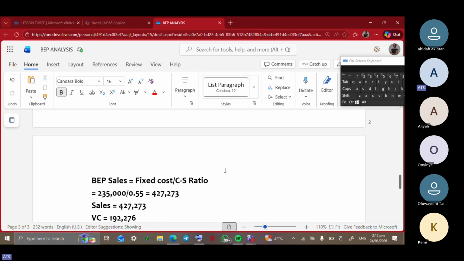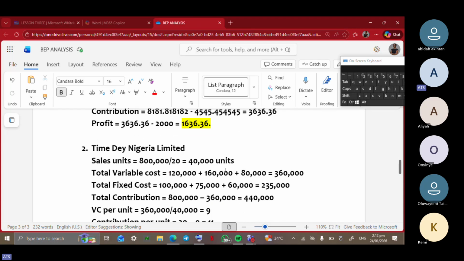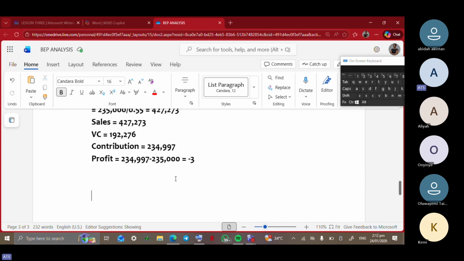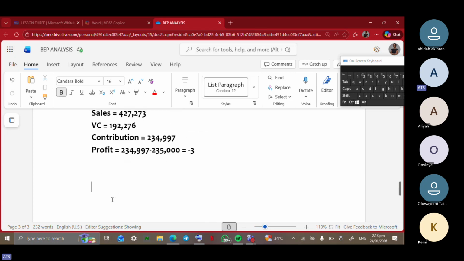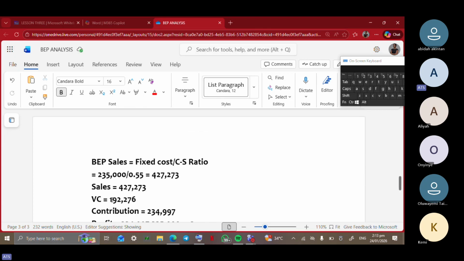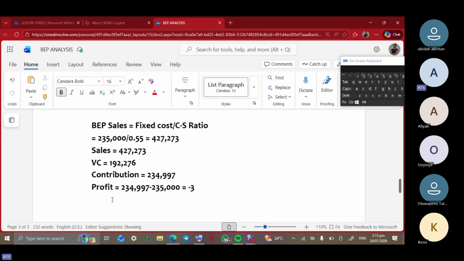Profit volume ratio is the same thing as contribution to sales. No, sorry, profit volume ratio is profit over sales. You know, contribution to sales ratio is contribution over sales, right? Profit volume ratio is profit over sales.